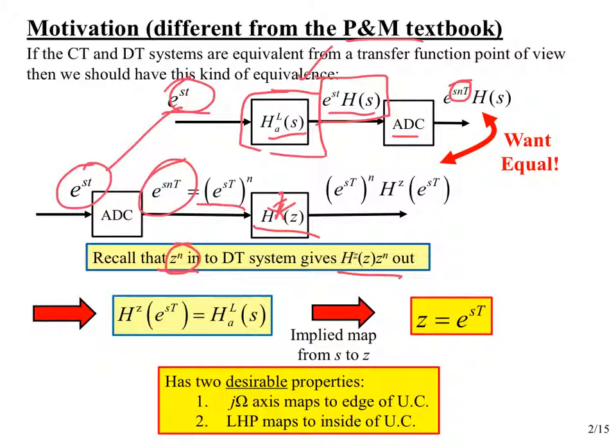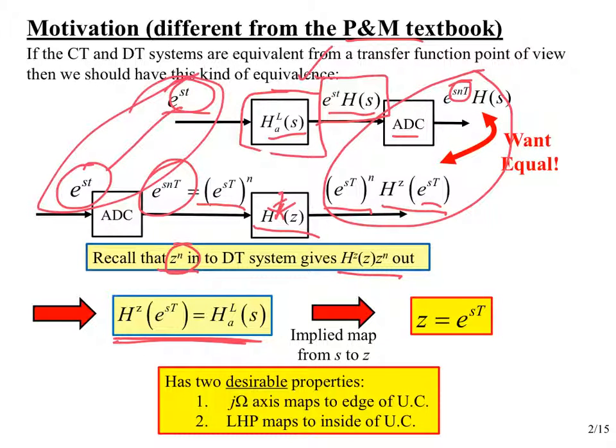So what we get is the transfer function evaluated at e to the st times e to the stn, and we see that if we want these two systems to be equivalent, these outputs should be equal to each other. Therefore, in order for them to be equivalent for any s value chosen for our input, we should be able to set, if we evaluate our discrete time system at z equal e to the st, that it should be equal to the continuous time transfer function.